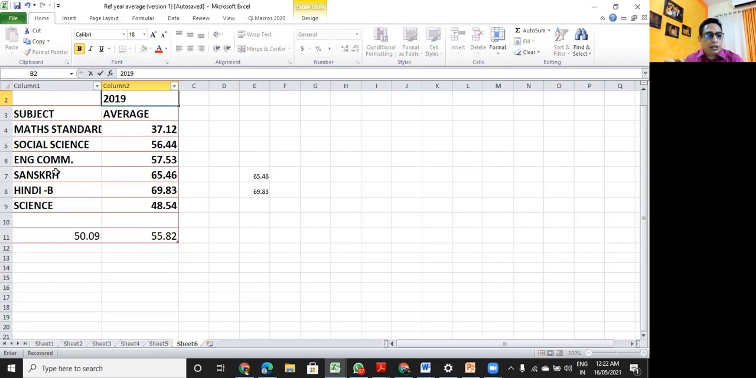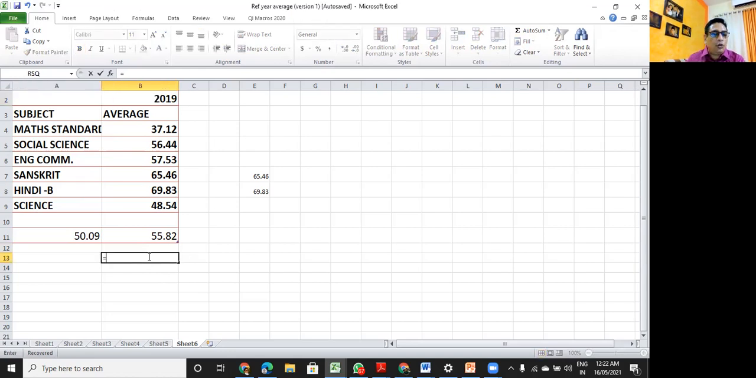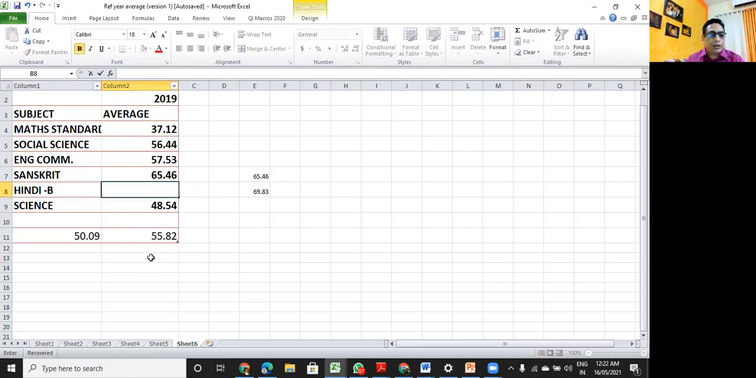So in 2019, English communicative was there. So 57.53 was that subject, Sanskrit, Hindi B and science. So going by this calculation, they should be getting an average of 55.82 if 1, 2, 3, 4, 5, 6 subjects are taken into account. Let's assume we are taking only 5 subjects. So we remove one of the subjects from here. Let's say Hindi B we remove.